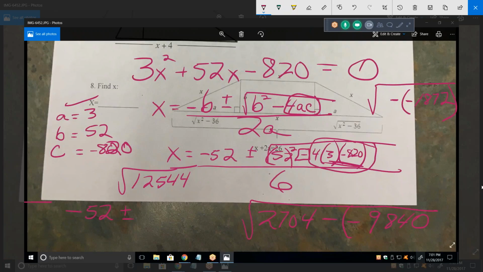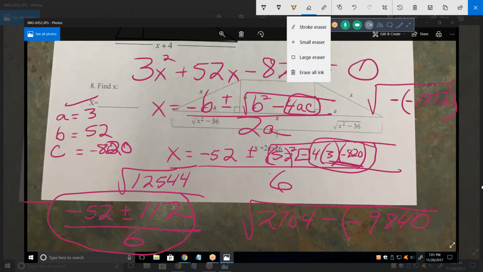Wait, what? Take the square root of 12,544. 112. Exactly? Yeah. Okay. So there's our answer, there's our two answers. Now, we got to do some simplification. Make sure you know how to simplify it.